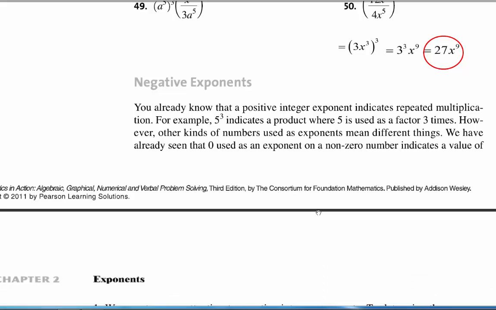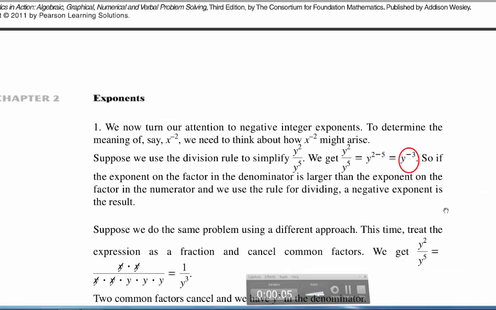The next part of activity 2.1 covers negative exponents. I wonder, what is the significance of the negative 3 in this expression, y to the negative 3? If you think about it, how did the negative 3 arise? If I had y squared over y to the fifth, the division property tells us we subtract the exponents. So we would have y to the 2 minus 5, which leaves us with y to the negative 3.